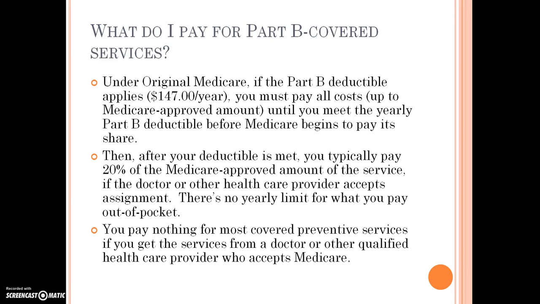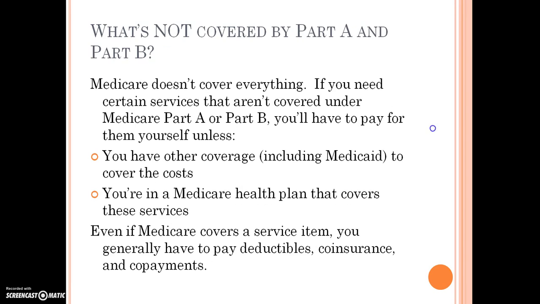So you're going to pay the first $147 a year for your Medicare Part B. Then after that, you're going to pay 20%. Medicare is going to pay 80%. There's no ceiling on this. So as long as you get services and it's covered under that Part B, Medicare will continue to pay 80% and you're going to continue to pay 20%. Now you can't offset this with the Medicare supplement plan, which we'll talk about in another video. So if you have any questions about that, please feel free to ask.